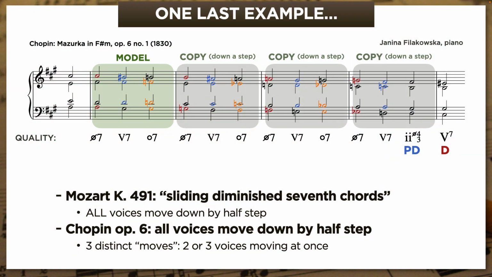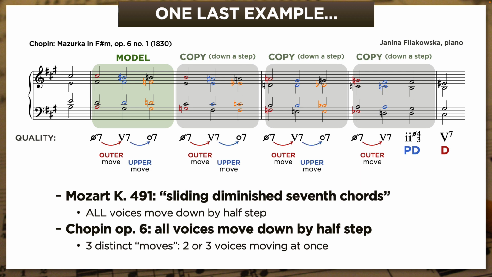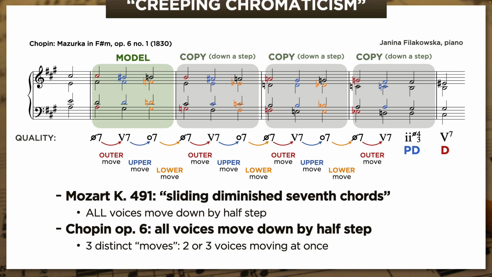Every unit starts on a half diminished seventh. Then the outer voices slide down, making a dominant seventh. After that, the 3 upper voices slide down, making a diminished seventh. And then finally, the 3 bottom voices slide down, bringing us to another half-diminished sonority. And the result is a kind of harmony that the scholar Mark Devoto famously called creeping chromaticism.